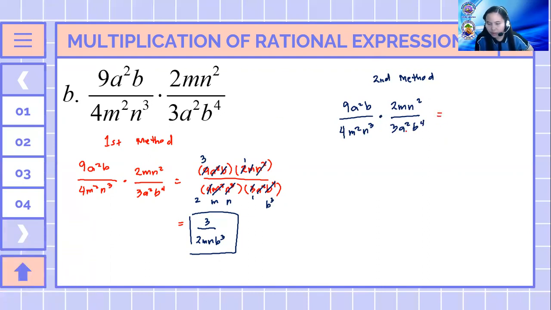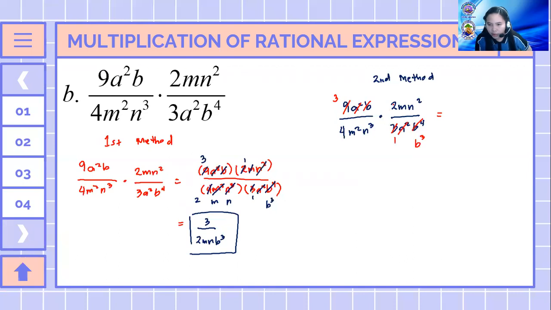Let's have the cancellation. By the way, class, when you will use cancellation, make sure it is from one numerator and then one denominator. It cannot be both numerators. Okay? So we have 9 and 3. So 3 will become 1, 9 will become 3. And then we have a squared. We can cancel out a squared. And then b will be cancelled out. And then b raised to fourth power will become b cube.